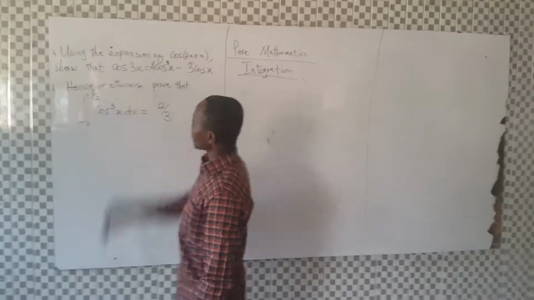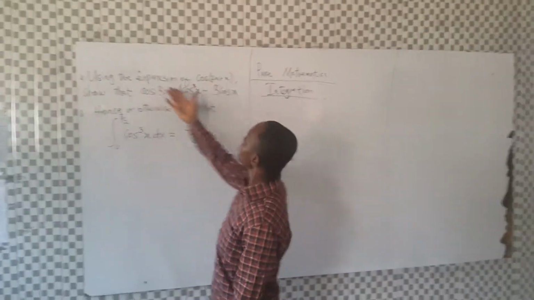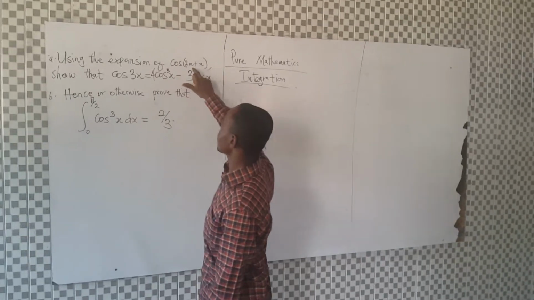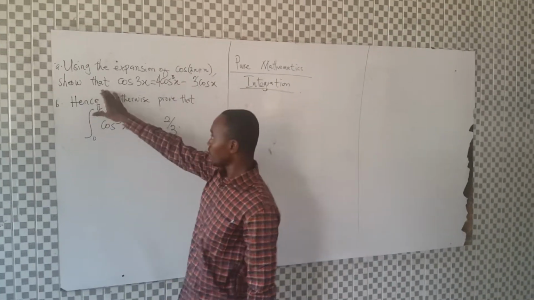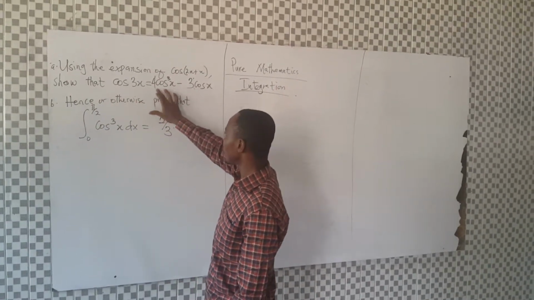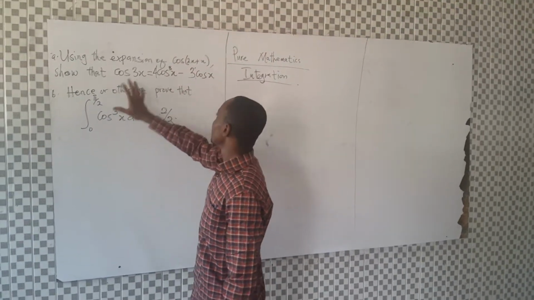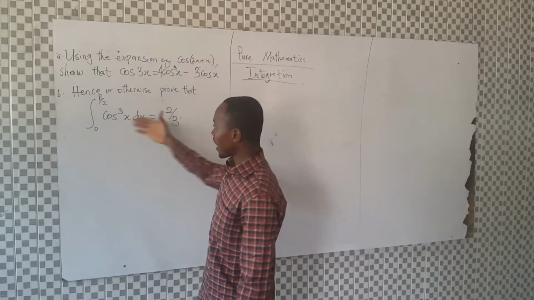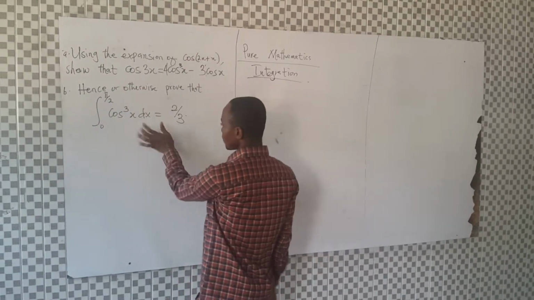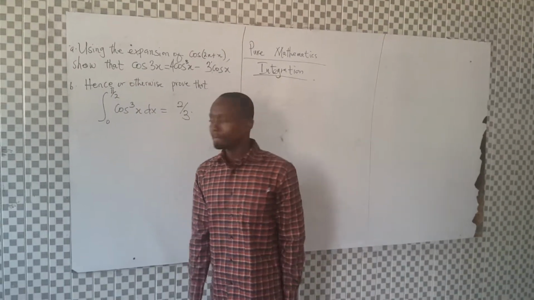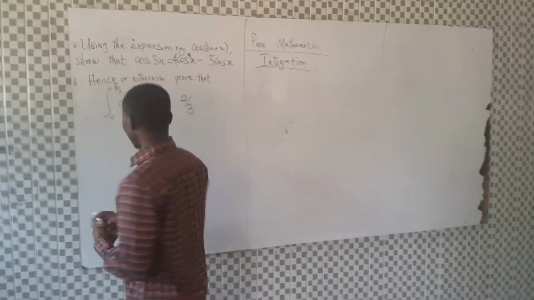Alright, so here is the question. Using the expansion of cos(2x + x), show that cos 3x is equal to 4cos³x minus 3cos x. Hence, or otherwise, prove that the integral of this should give you 2/3. So let's begin that.